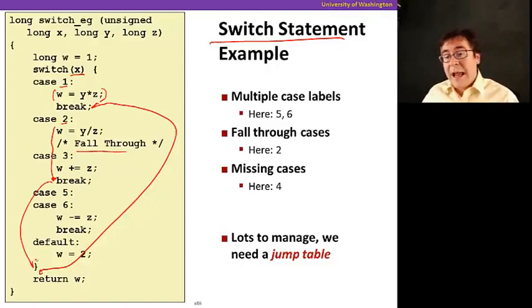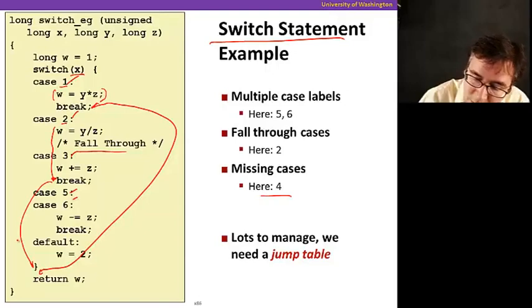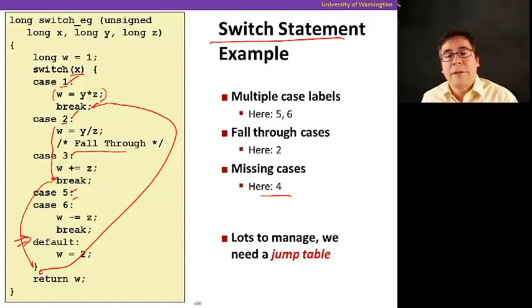Also, if you have any missing value in a set of cases, for example, if X happens to be set to 4, since there's no case for 4 here, what gets executed is the default block of code. So the way to think about the default is that if the value that you're switching on is not in any of the cases, you execute the default case.